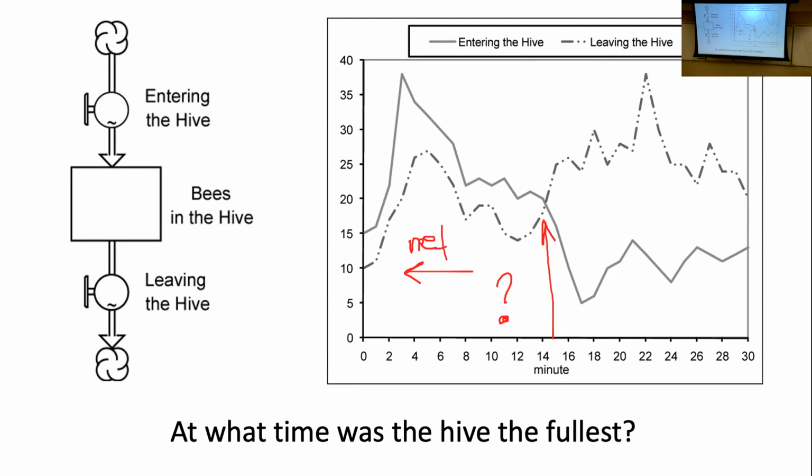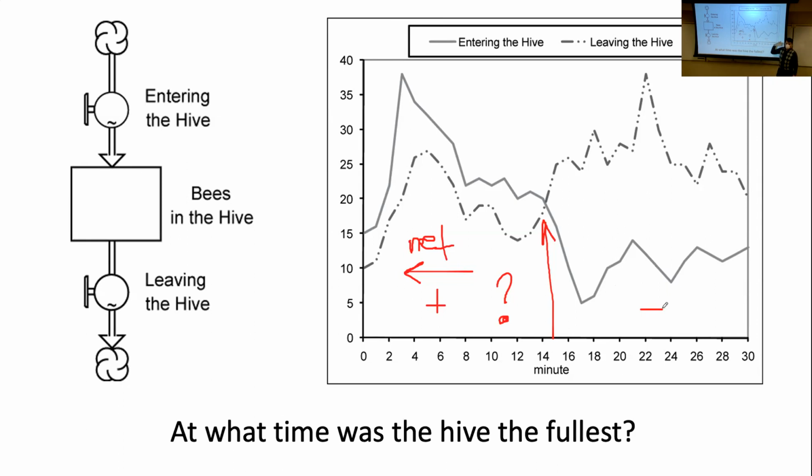And so that means that the inflow is always greater than the outflow. But after 15, the net is negative. So that tells me that before 15, the population is rising. After 15, the population is falling.